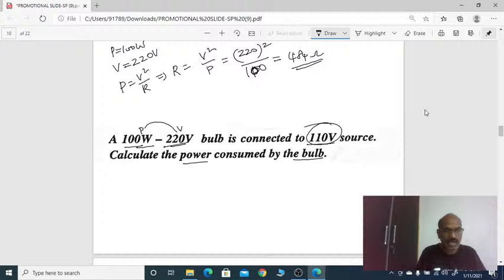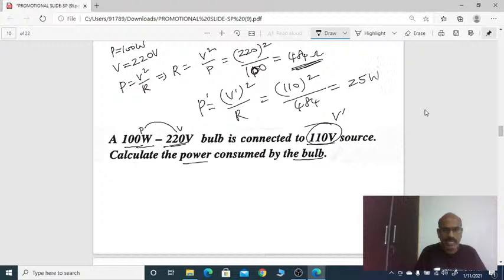Now the bulb is connected to 110 volt. Now the actual operating voltage will be 110. This is V dash. Now what is the power consumed by the bulb? The new power is V dash square by R, that's it: 110 whole square by the resistance. How much resistance is offered now? 484. Simplify and you will get 25 watt. So correct, it is 25 watt power consumed by the bulb. Now let us move to the next one.